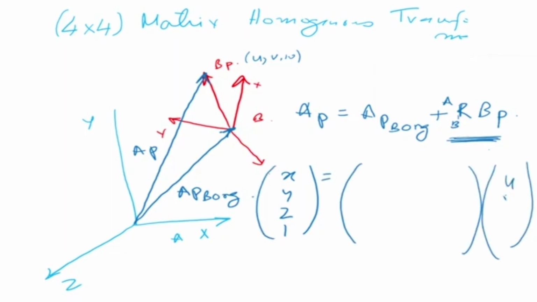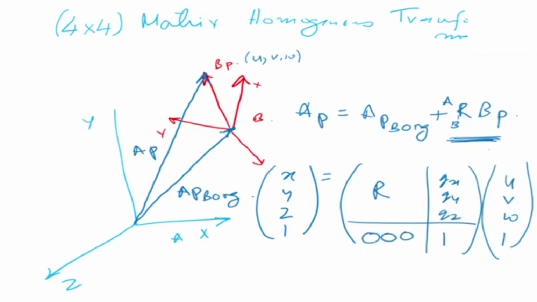this is my UVW. Now this has 4 parts. This is my rotation matrix. Okay, this is my rotation matrix. This is the distance between the origins, QX, QY, and QZ. This is 0, 0, 0, and this is 1.